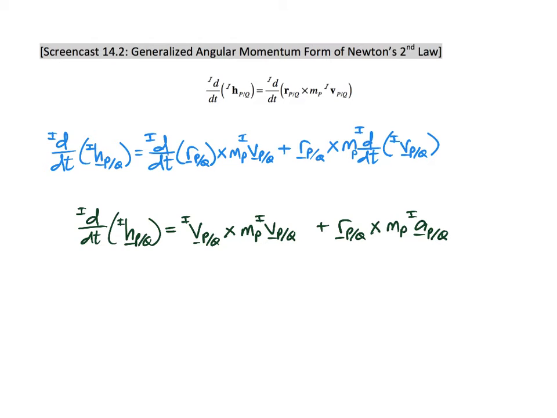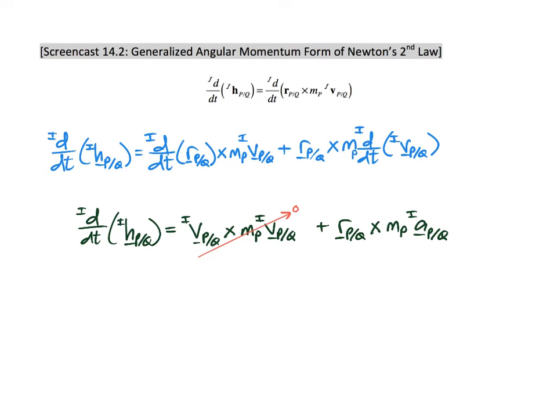Now remember, when we do these derivations, we're looking for terms to drop out or simplifications to occur. So the first thing you should see is that we have the velocity of p with respect to q crossed with the velocity of p with respect to q. And so any vector crossed with itself is equal to 0. So now moving to the second term, let's see how we can simplify this.